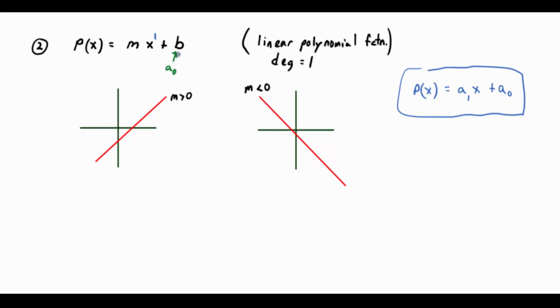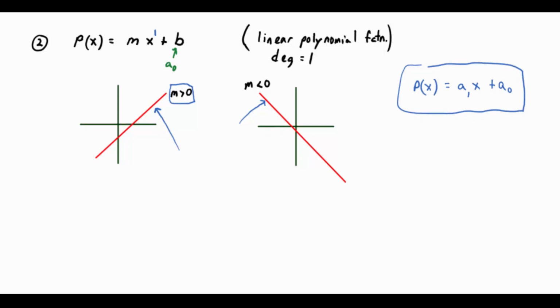So a degree 1 polynomial is a linear polynomial function, and it could graph to be a horizontal line if it's actually a constant, like above. The line could be graphed like that, slanted that way. In that case, m is bigger than 0. Or it could be slanted downward. In that case, m is less than 0. So you guys are really familiar with those kinds of graphs, so let's move on.